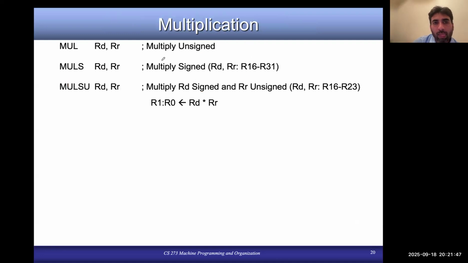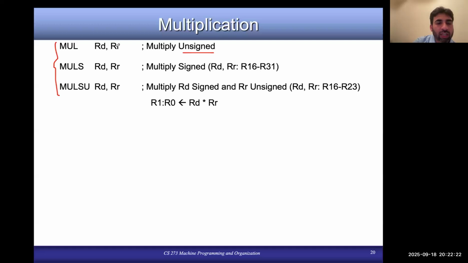Multiplication. There are again three different versions of the multiplication operation in the AVR microcontroller. So let's first look at the simplest one, which is multiply source and destination register. Here both our operands, source and destination, are considered as unsigned. For example, if you are writing a program which deals with ages of people, and you want to just multiply the ages, then you will use the multiply instruction, right?